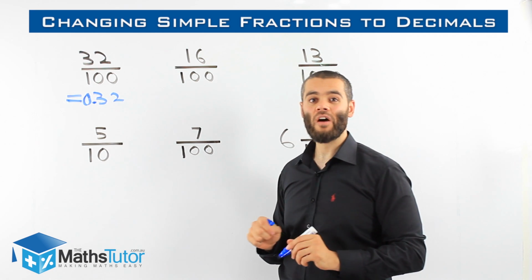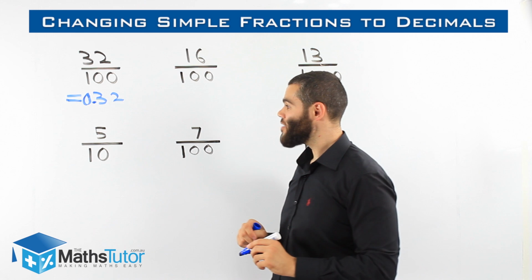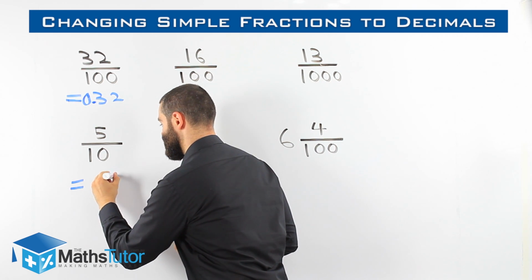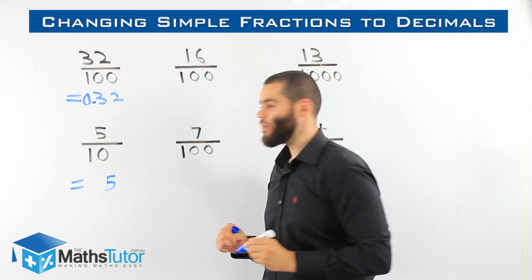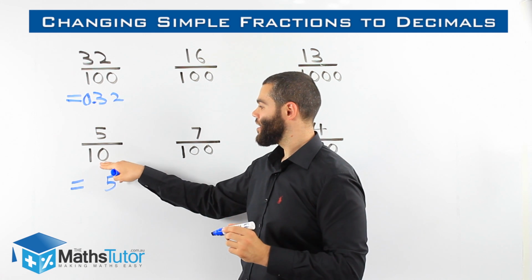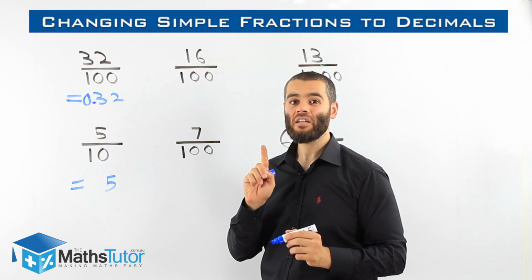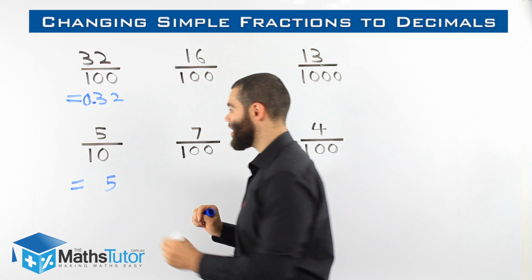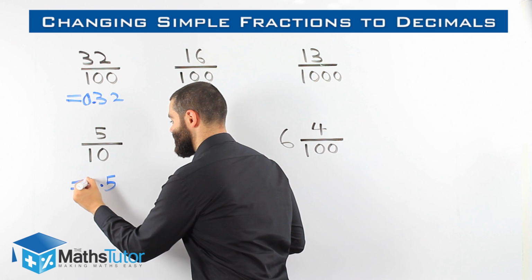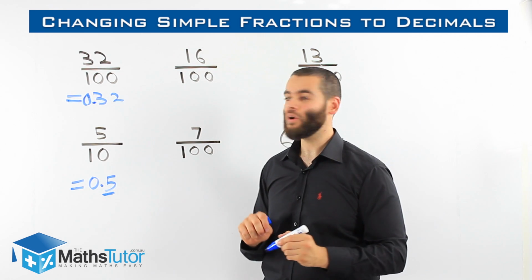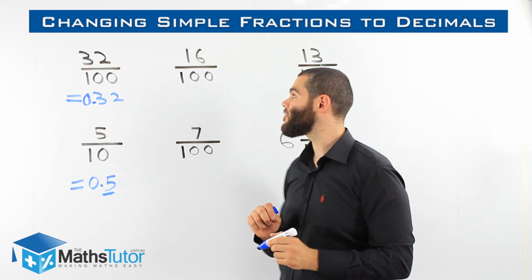Another example, we have 5 over 10. 5 over 10, we put our number, and we ask ourselves, 5 over 10 means it is 1 zero there, which means 1 number behind the point. 1 number behind the point, 0.5.